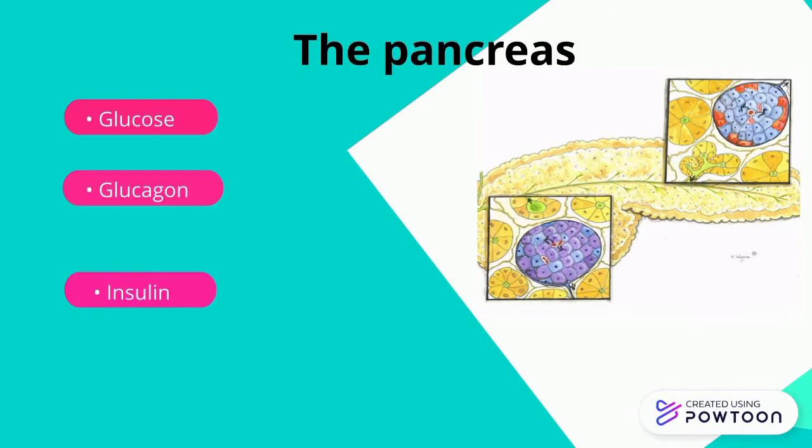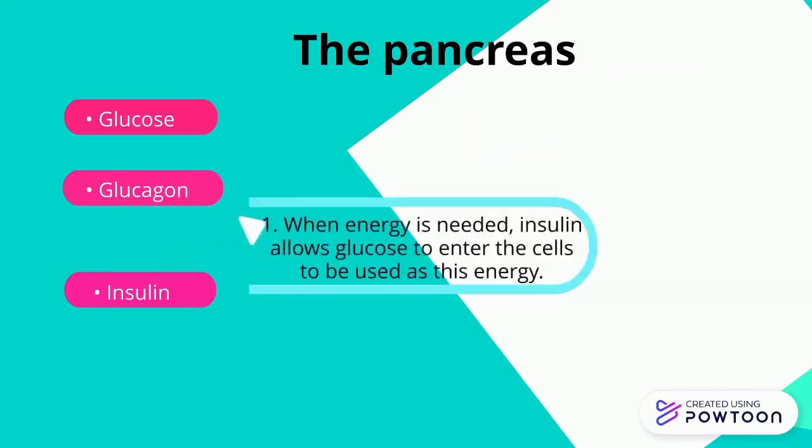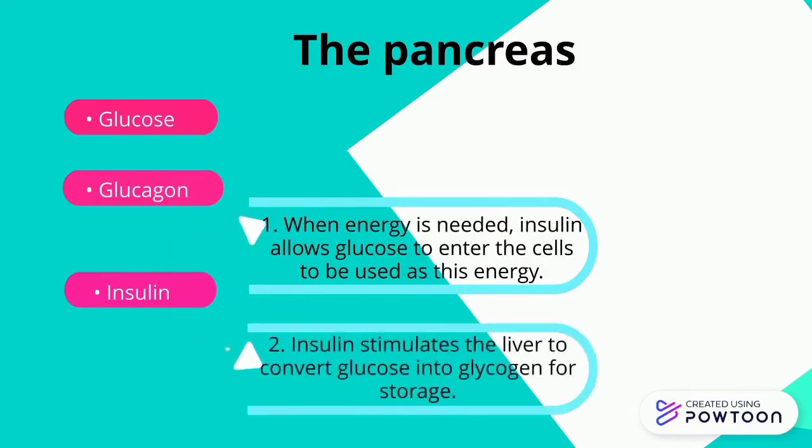Insulin functions in two ways. 1. When energy is needed, insulin allows glucose to enter the cells to be used as this energy. 2. When additional glucose is not needed, insulin stimulates the liver to convert glucose into glycogen for storage.